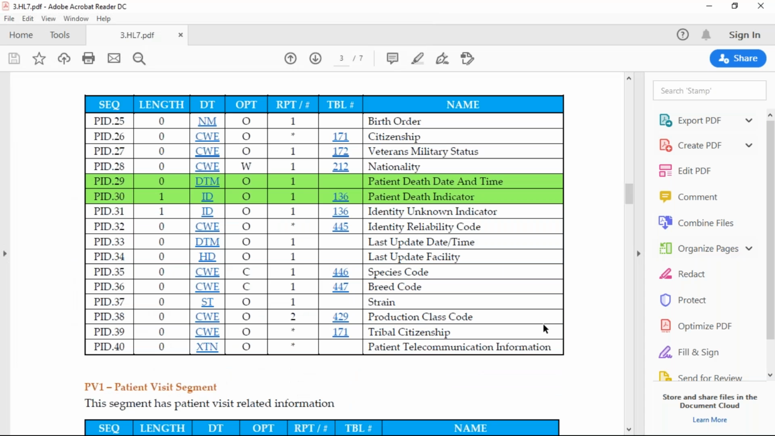Next, we have PID 29, which is the patient death date and time. In case the patient is deceased, we send that information in PID 29, and also the death indicator, whether the patient is alive or dead, in PID 30. This is usually used when we discharge a patient. So they send this information to the downstream system so that it gets notified about the patient status.